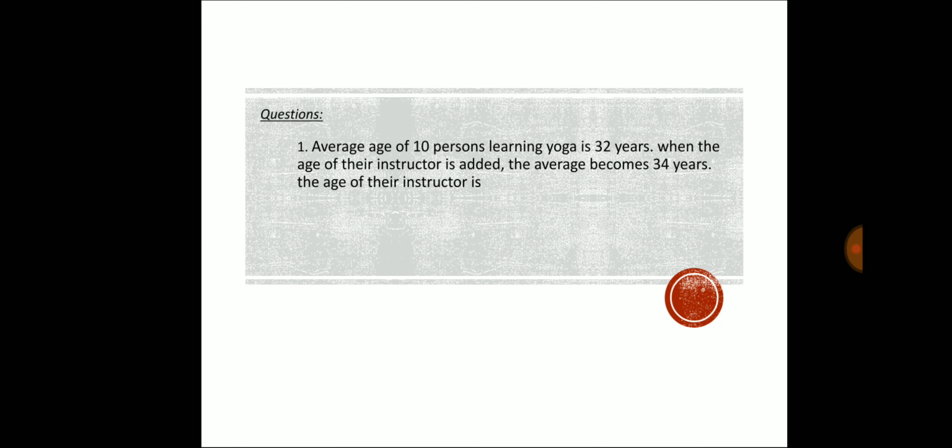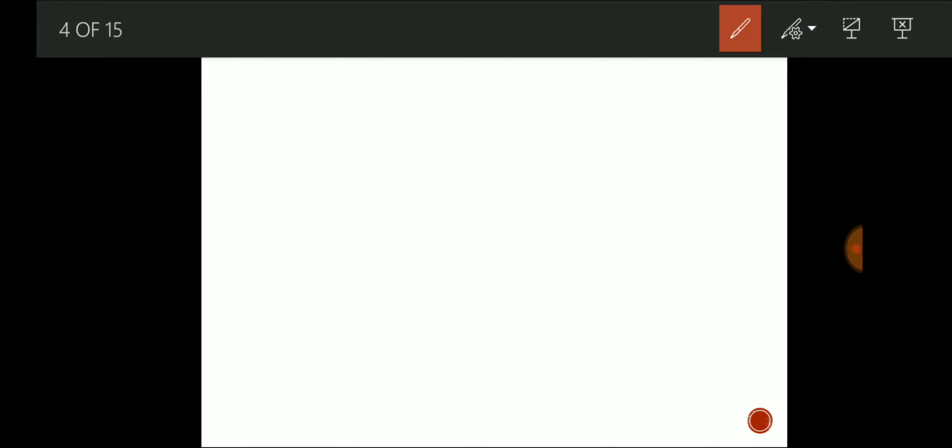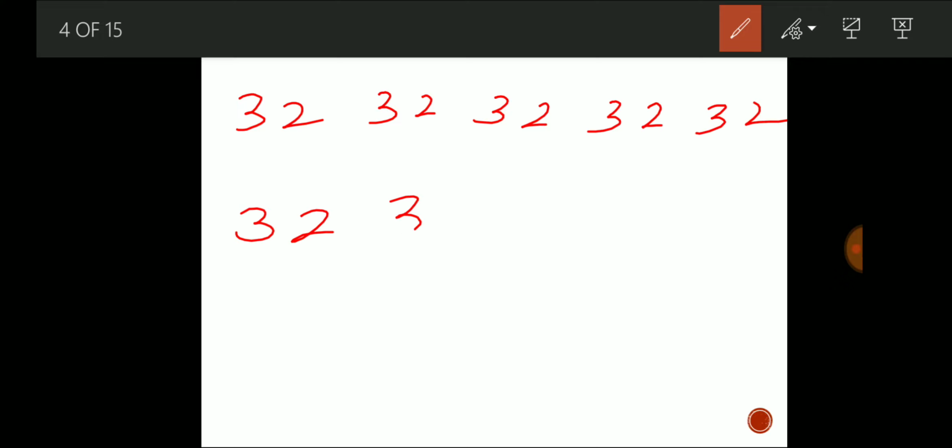So firstly, average age of 10 persons learning yoga is 32 years. So each person is having 32 in them. So we will take it as 32, 32, 32 for 10 people. It can be different for each person, but since they say the average is going to be common for all people, we could still take it as 32 for all 10 people.